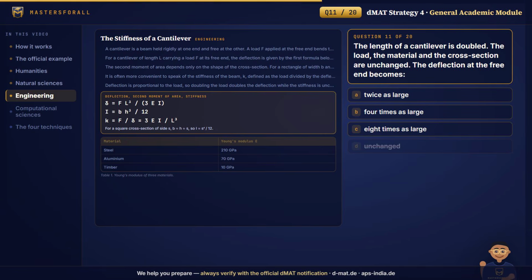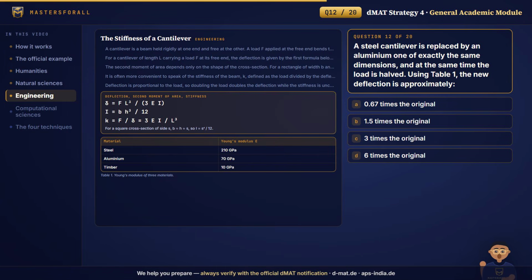Which way? L is on top, so it grows the answer and the beam sags more. That kills option D. How hard? L is cubed. The exponent is the lever. Double a quantity that is cubed and you multiply the answer by 2 cubed. 8. Option C. And you never touch the table or the cross-section. 15 seconds once you stop trying to calculate a deflection.